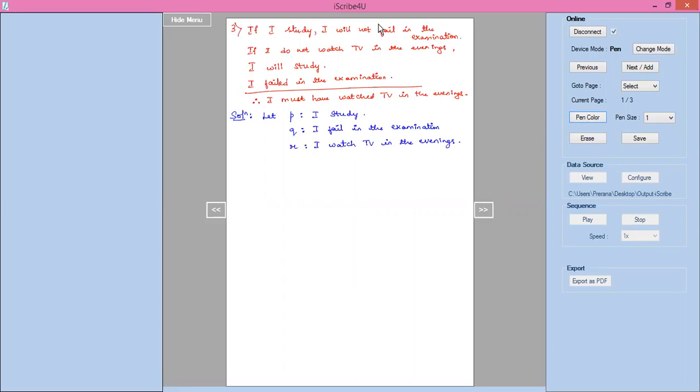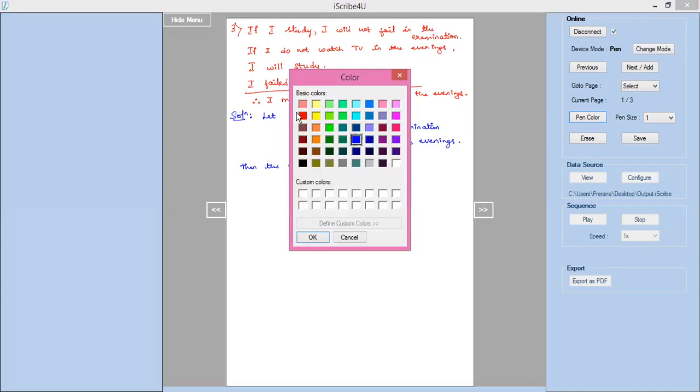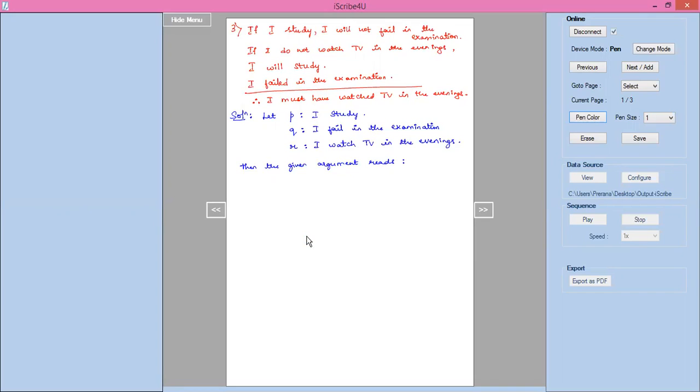So let us rewrite this argument now. Then the given argument reads, let us rewrite this symbolically, in the form of a tabular format. So the first sentence is that if I study, if-then form, so it is a conditional: I will not fail in the examination. I have taken failing in the examination as Q. So not failing means negation Q. So the first one is P conditional negation Q.